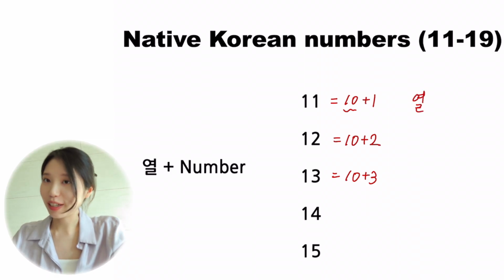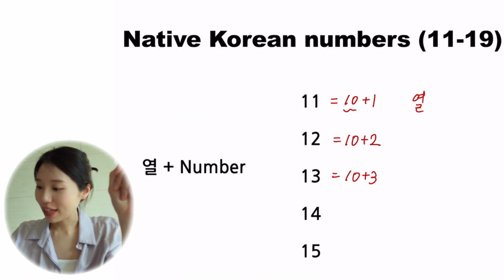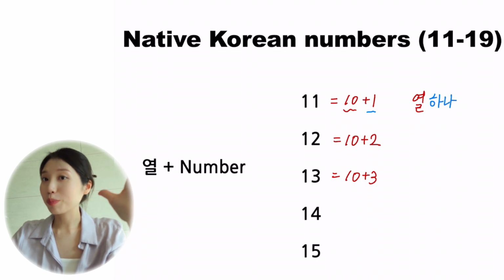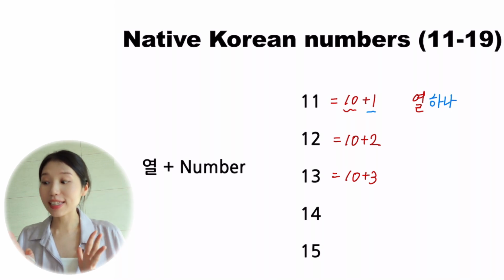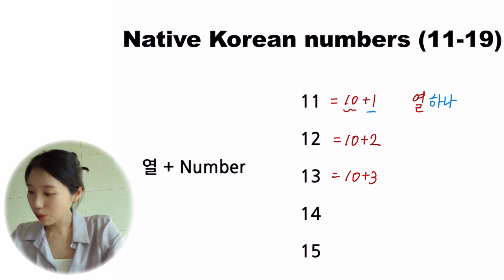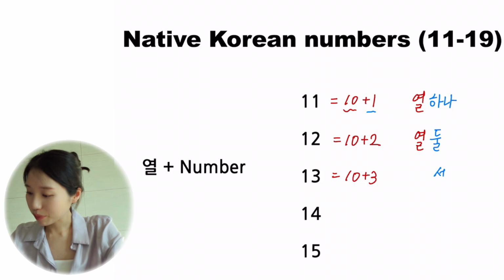And do you remember how to read number 1 in native Korean numbers? Yes, 하나, right? So just simply combine like this. 열, 10, plus 1, 하나: 열하나. So 열하나 is 11. Great. Let's continue. 12 is also 열 and 2 in native Korean, 둘. What was 3? 셋, 4, 넷, 5, 다섯. And if it's 13, 열셋.